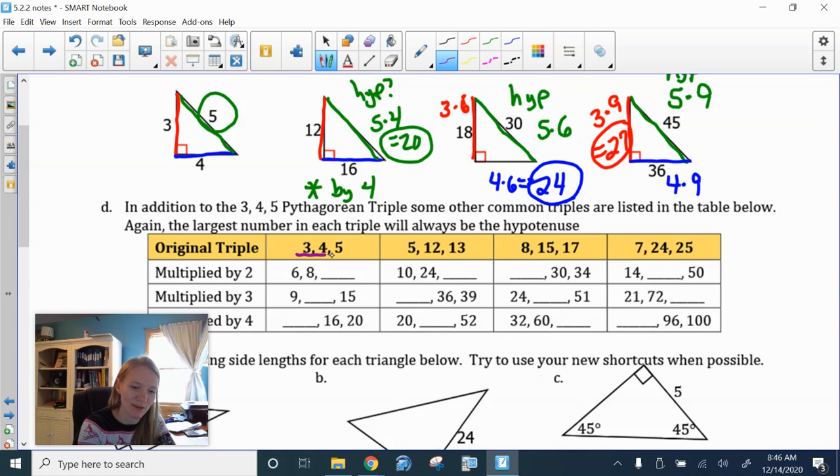So here I have my 3, 4, 5 triple. I'm just going to run through it. If I multiply everything by 2, the 3 becomes a 6, the 4 becomes an 8, and so therefore the 5 should become a 10. So you can see how it's just doubling all of the sides.